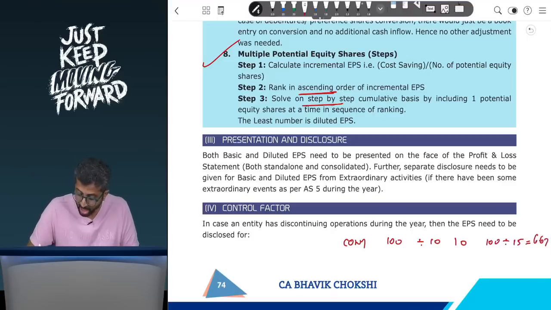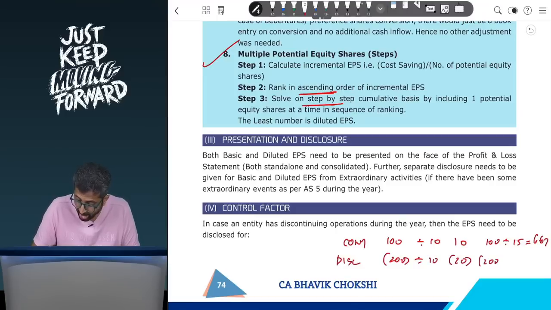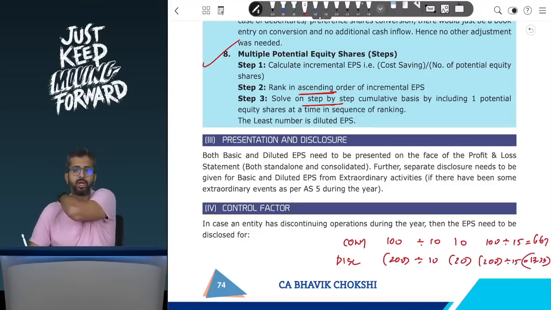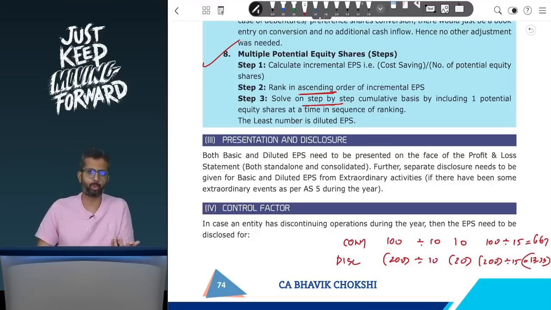It is dilutive. However, what if there were discontinued operations where there is a loss of 200? Divided by 10, this comes to negative 20. But if I put 200 divided by 15, well, this comes to negative 13.33. Your loss per share falls. That is anti-dilutive. So which of the two is more important? Well, the standard says EPS from continuing operations.